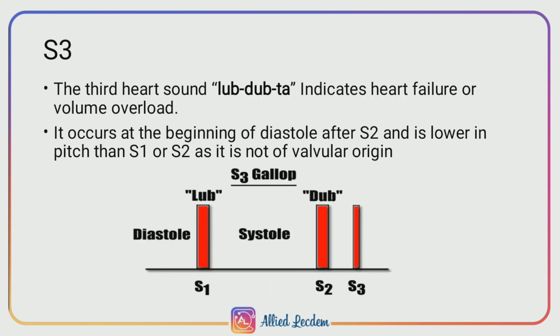S3. Normally, there are two heart sounds, S1 and S2. But in some cases, S3 can also be heard. S3 and S4 are termed extra heart sounds. Lub dub ta. The ta sound is the third heart sound, which occurs at the beginning of diastole. This stage is called the rapid filling stage. During this stage, the blood from the atria drops into the ventricle. This fast movement of blood produces a vibration and the third heart sound is produced.